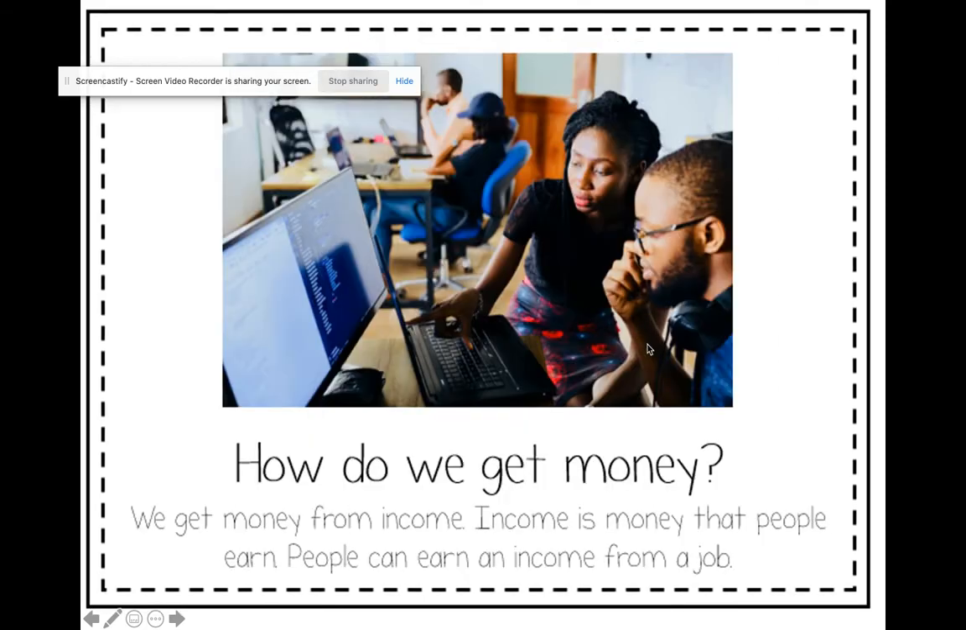How do we get money? We get money from income. Income is money that people earn. People can earn an income from a job. So when your parents go to work and they make money, their paycheck is their income.